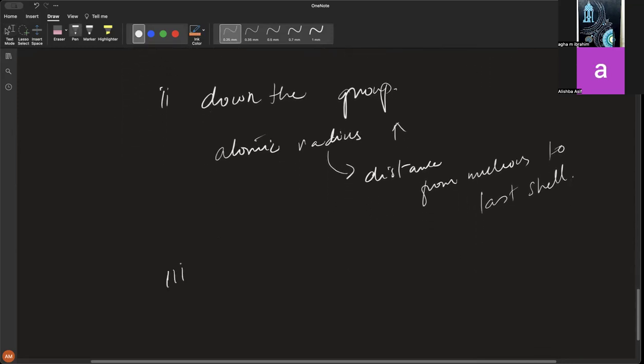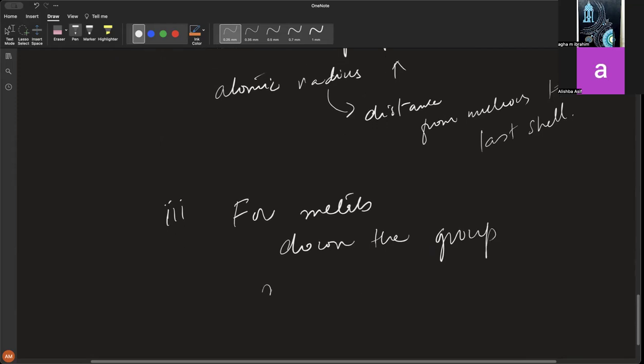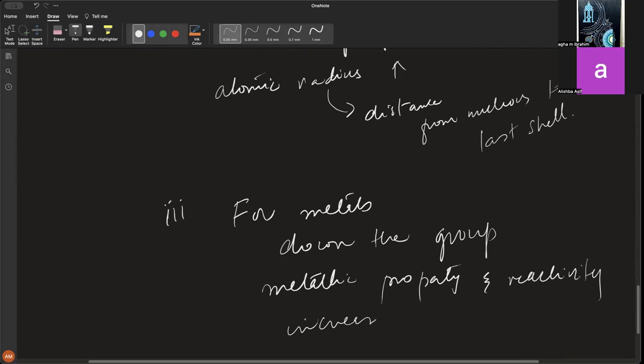Number 3, important point. For metals, down the group, metallic property and reactivity increases. If you do go down the group for metals, we are talking about group 1, 2, 3. If you go down the group for metals, the reactivity increases.